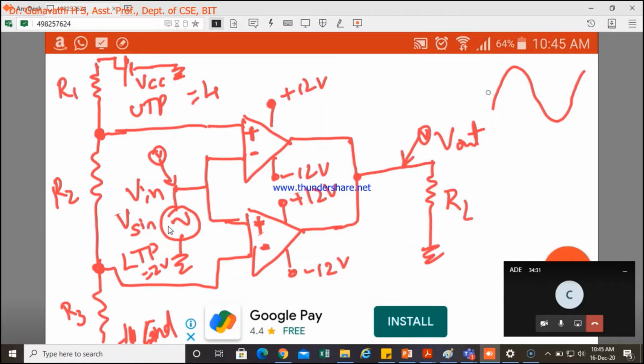So here it was 0 initially. So if this is 0, upper threshold voltage is 4, lower threshold voltage is 2 volts. So here what is the output across this first comparator here? Can anybody tell me? Here it is 0 volts across the input. What is the output across the first comparator? None of you know? Output is high.